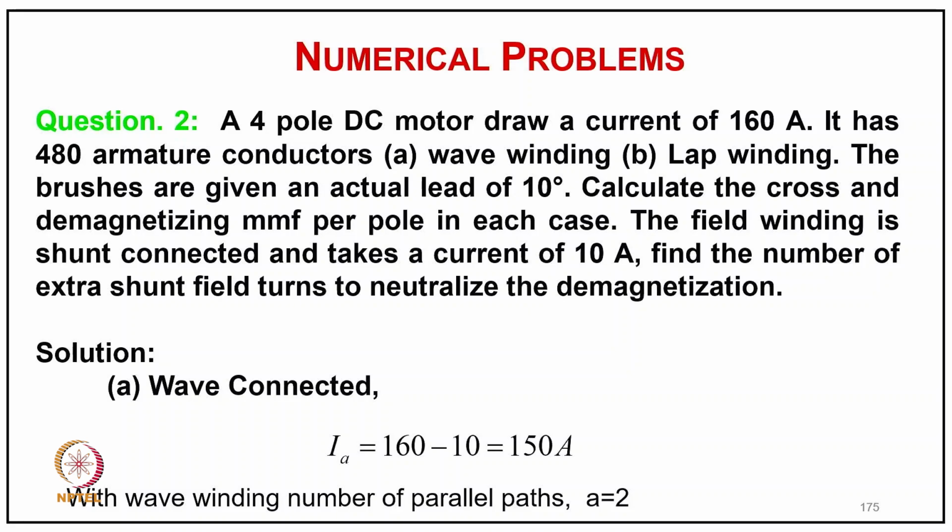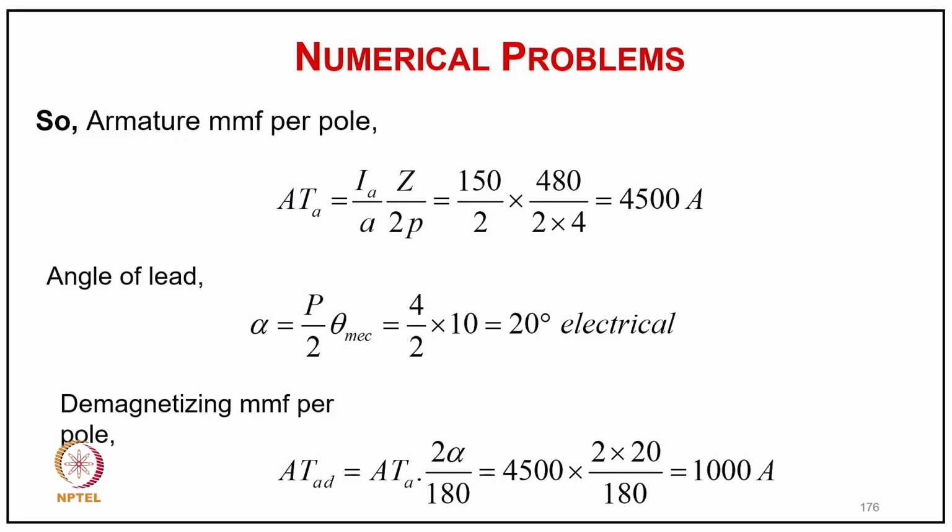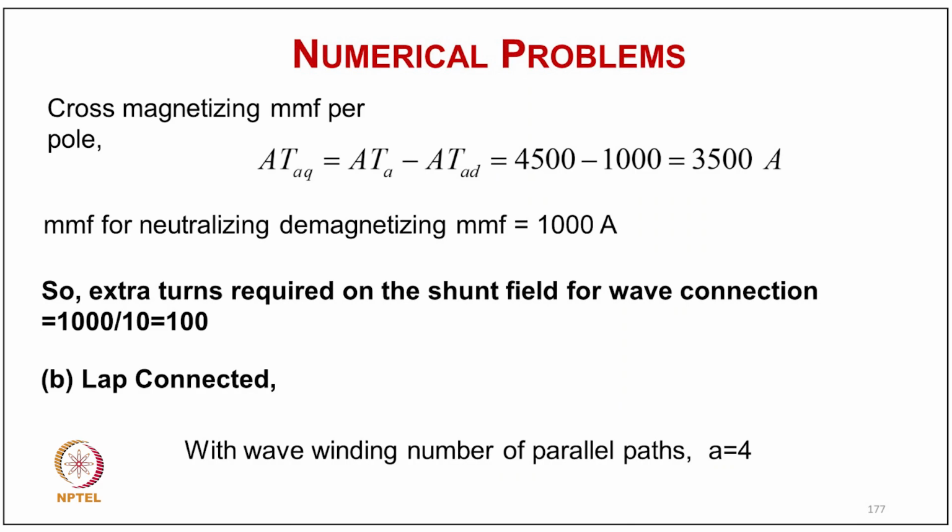So the solution for the wave connected: I equals 160 minus 10, that is 150 ampere, and with the wave winding the number of parallel paths equals 2, and armature ampere-turns per pole AT_a equals I_a Z upon 2 P A. So putting values, it comes 4500 ampere, and angle of lead alpha equals P by 2 theta mechanical, so it comes 20 degrees electrical, and demagnetization AT_d equals AT_a into 20 upon 180, it comes 1000 ampere. Now the cross magnetizing AT_c equals AT_a minus AT_d, that comes 3500 ampere, and for neutralizing the demagnetizing AT is 1000. So extra turns required on the shunt field for wave connection, 1000 upon 10, that is 100.